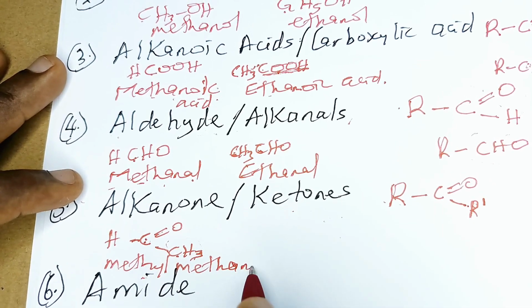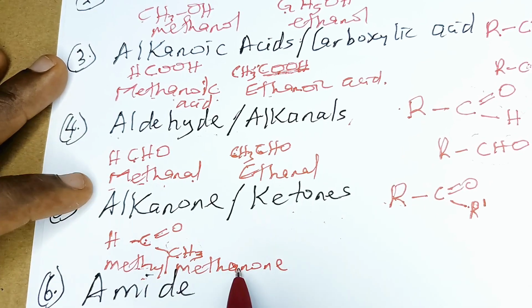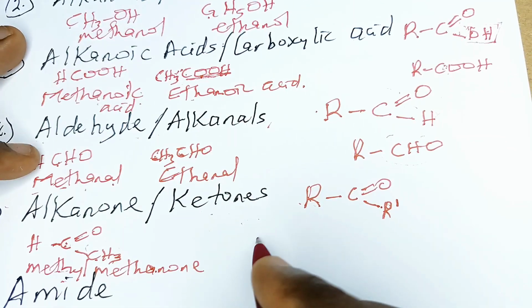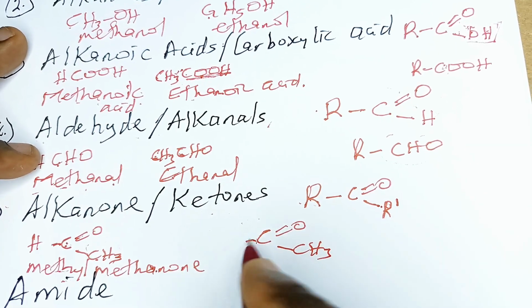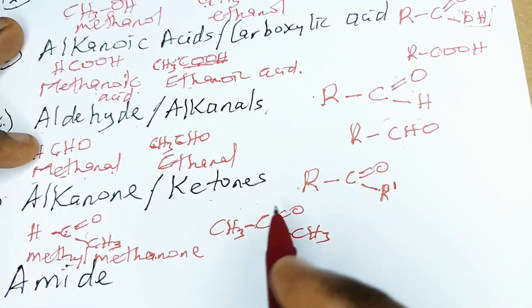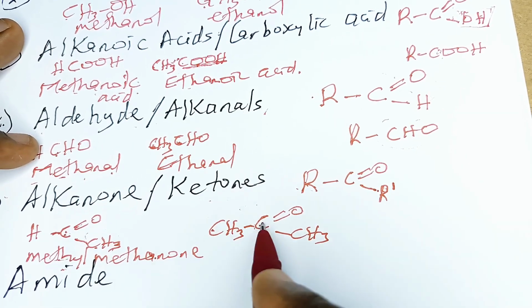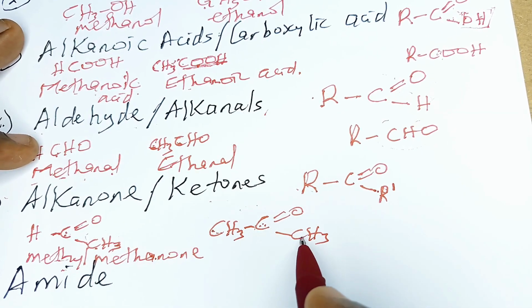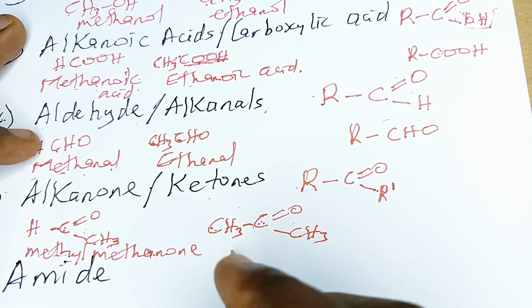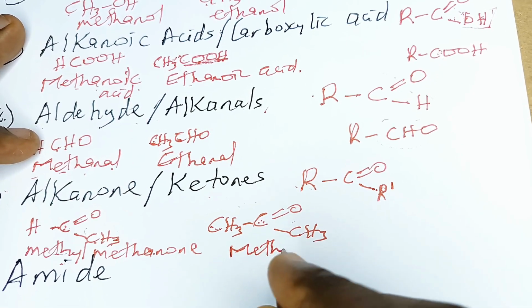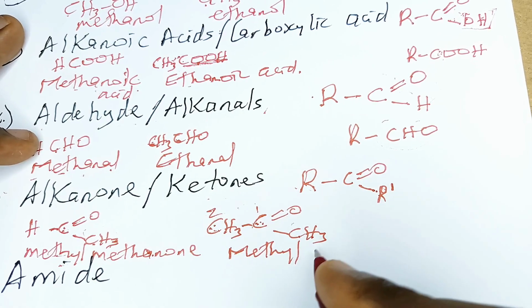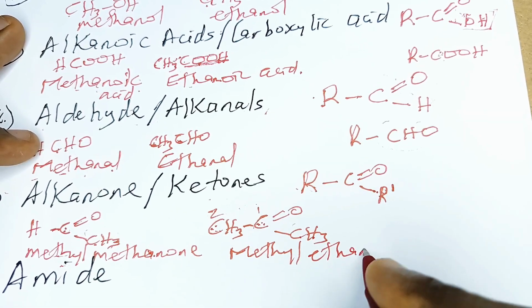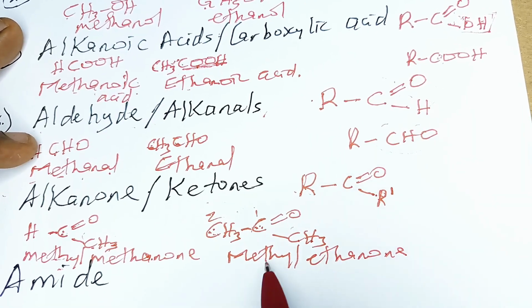Methyl methanone. If it happens to be like this, C double bond, we still have our methyl here, but here we still have CH3. So how many carbons now? 1, 2. Because it is 1, 2, that's the principal. So we start from the substituent. This is methyl. So this one will be called methyl, because of this. So 1, 2. 2 means et. Ethanone. Methyl ethanone.